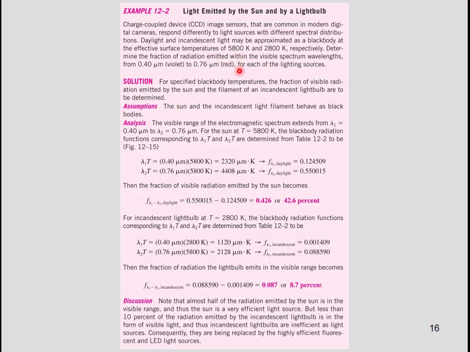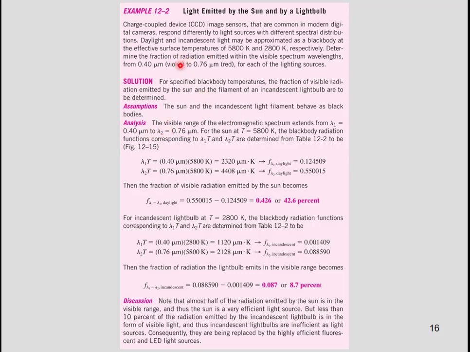Because this visible light actually is effective on the quality of the camera. Okay, let's see how much of the electromagnetic wave which is produced by these two sources is visible waves. So first we should assume that these two sources of the radiation energy, the sun and the incandescent light filament, behave like black bodies. Then we can use the concept related to this black body assumption.